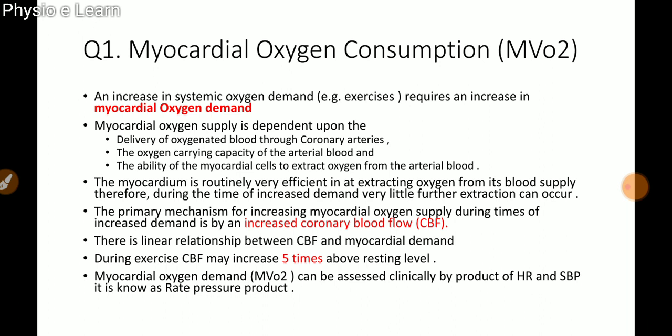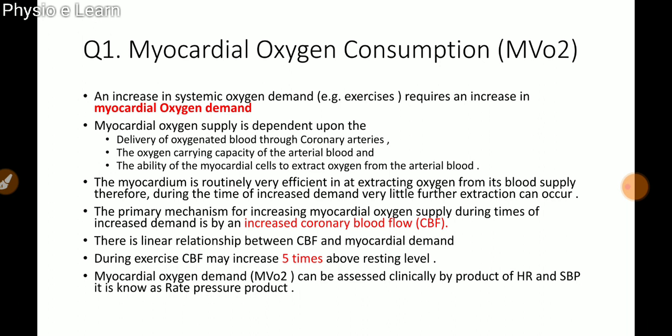Now, the myocardium is routinely very efficient in extracting oxygen from its blood supply. Therefore, at the time of increased demand, very little further extraction can occur. So, the primary mechanism for increasing the myocardial oxygen supply during increased demand, or during exercise, is by an increased coronary blood flow. So, there is a linear relationship between the coronary blood flow and the myocardial oxygen demand. If the myocardial oxygen demand increases, there has to be an increase in the coronary blood flow.